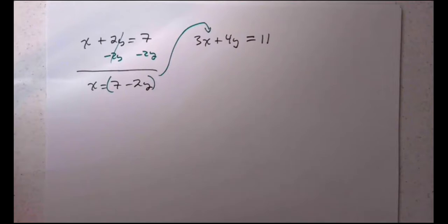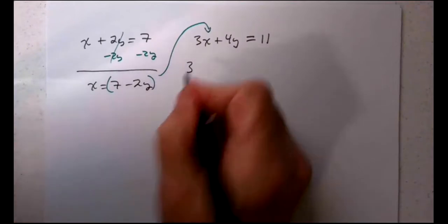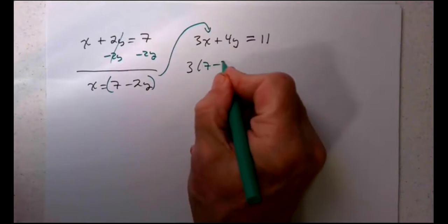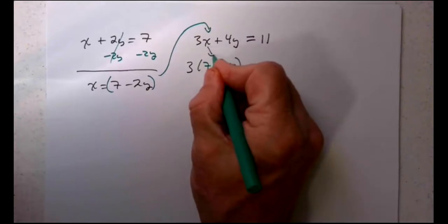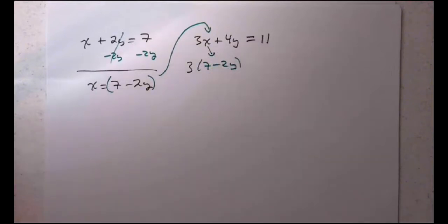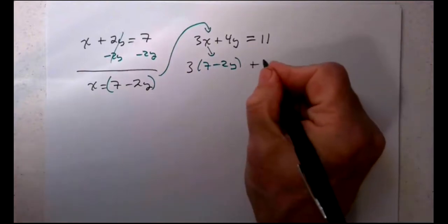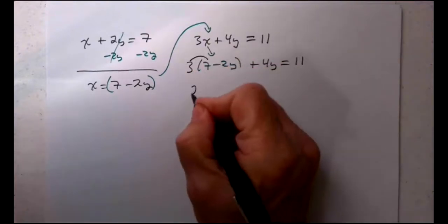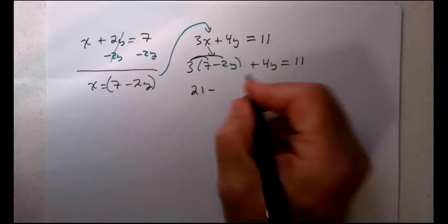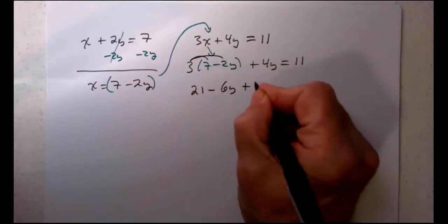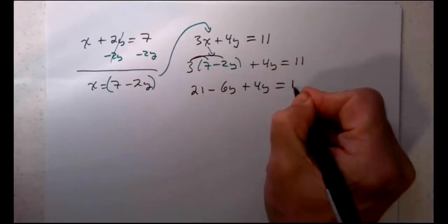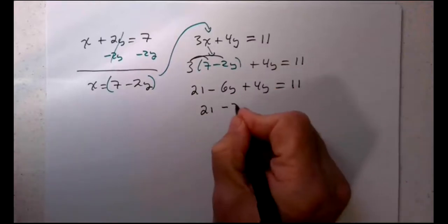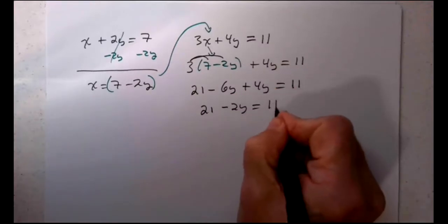So plugging the 7 minus 2y in for x, we get 3, replace x with 7 minus 2y, making that substitution for x again, plus 4y equals 11. Solving here, 3 times 7 is 21, minus 3 times 2y is 6y, plus 4y is 11. Negative 6y plus 4y is negative 2y. 21 minus 2y is 11.